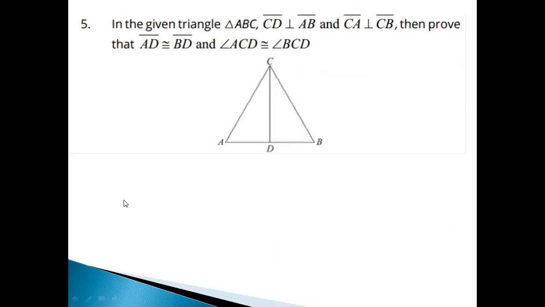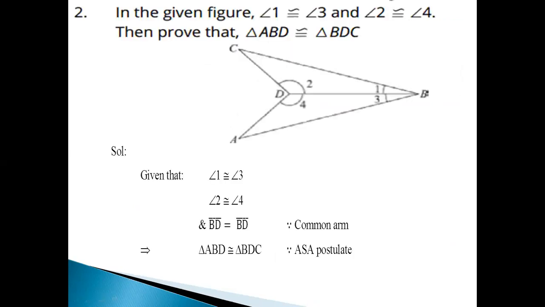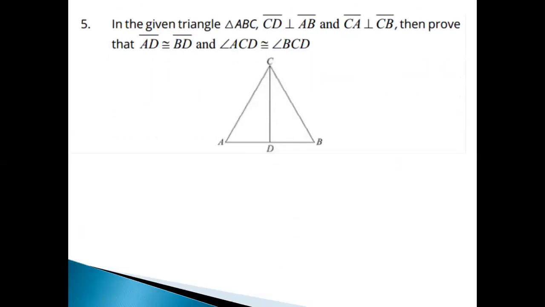Come to the next question. Question number 3 and 4. You will do it by yourself. It's very easy. You can easily do it. Try it. Just you have to find the unknown sides so you can easily do. Question number 3 and 4 is your homework.